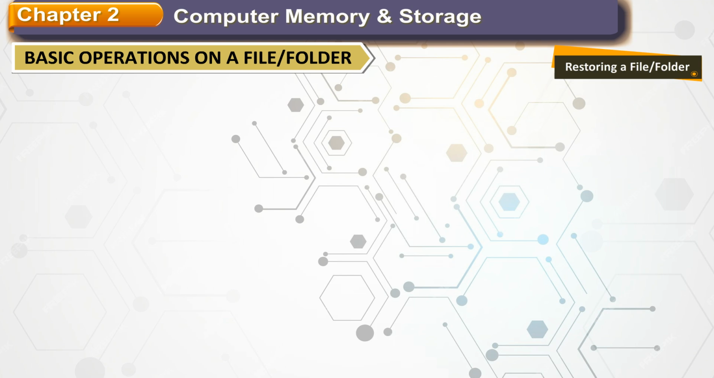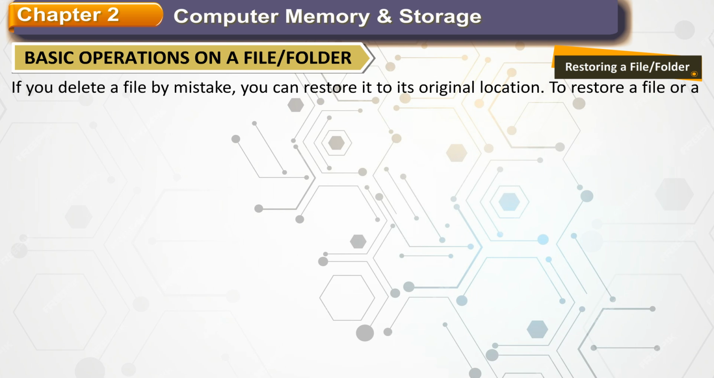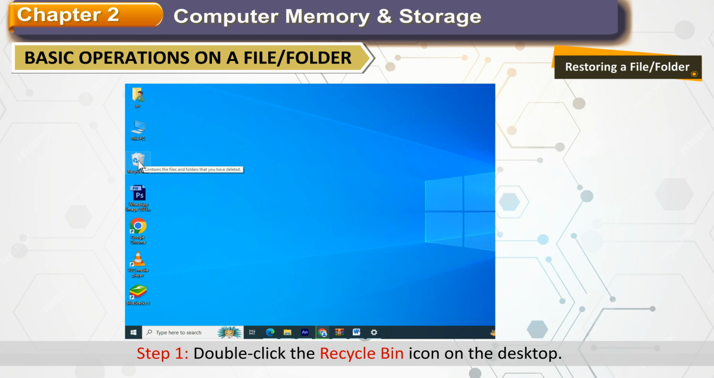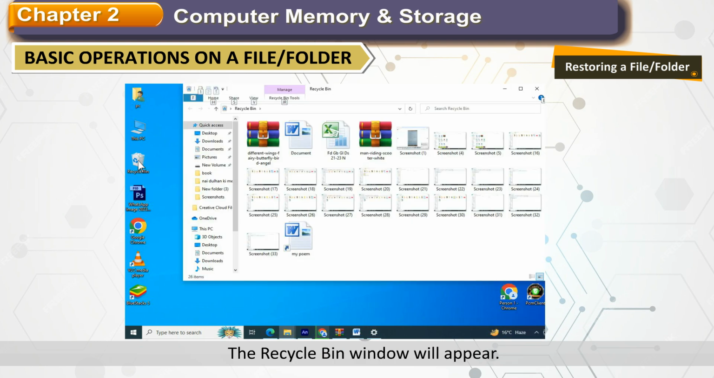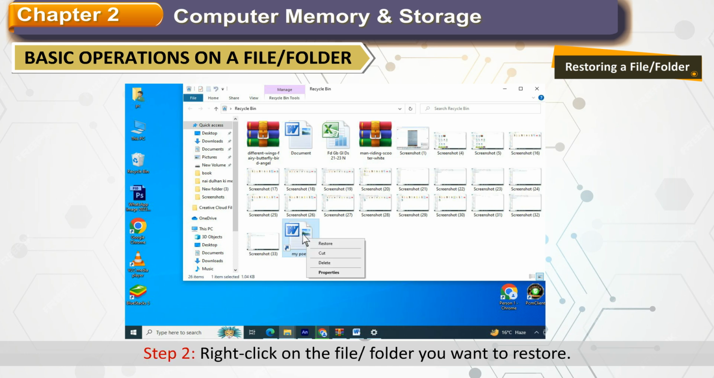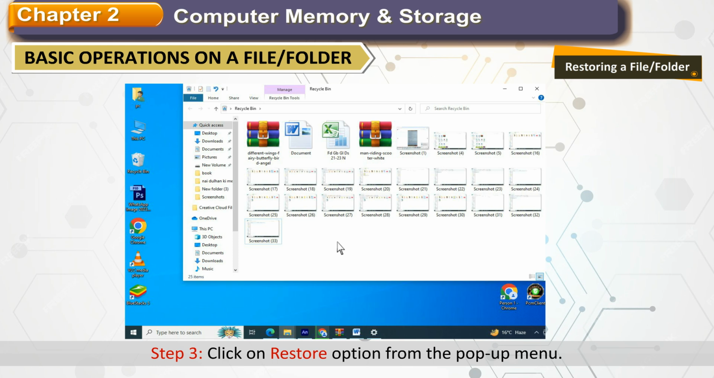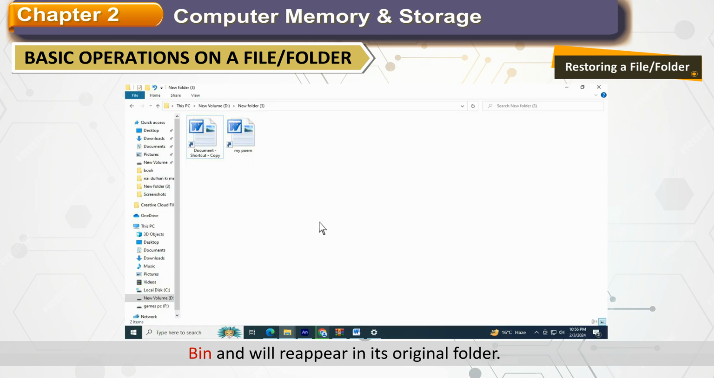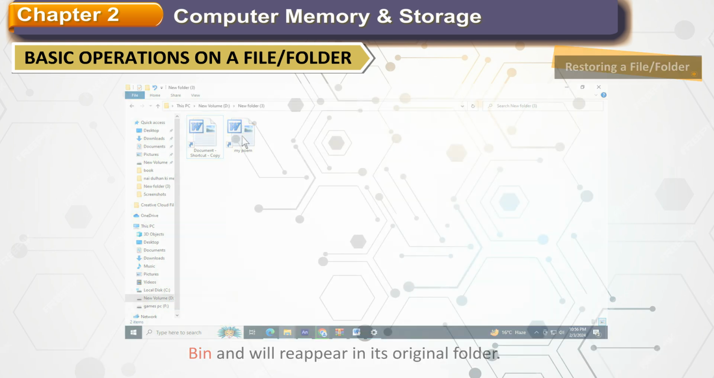Restoring a file or folder. If you delete a file by mistake, you can restore it to its original location. To restore a file or a folder, follow these steps. Step 1. Double-click the recycle bin icon on the desktop. The recycle bin window will appear. Step 2. Right-click on the file or folder you want to restore. Step 3. Click on Restore option from the pop-up menu. The restored file or folder will disappear from the recycle bin and will reappear in its original folder.